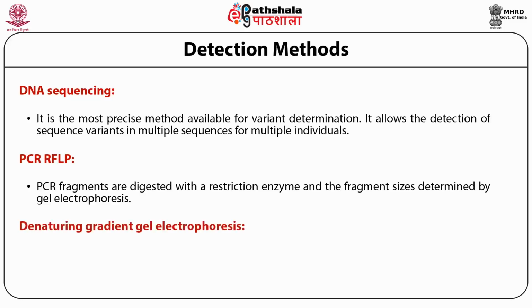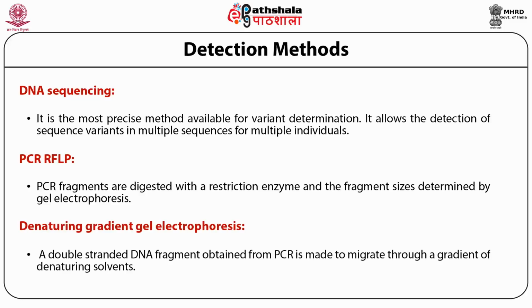Third is denaturing gradient gel electrophoresis. A double-stranded DNA fragment obtained from PCR is made to migrate through a gradient of denaturing solvents. As the fragment migrates, it gets denatured, leading to a conformational change. The mobility of the fragment is reduced and it reaches a sequence-specific position in the gel. The PCR fragments, which are different in sequence, are characterized by specific denaturation conditions.